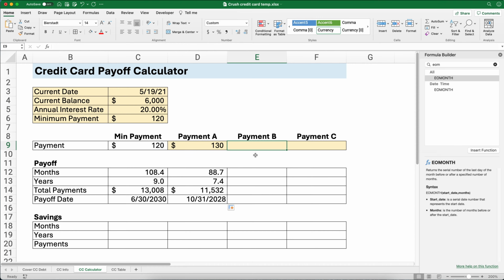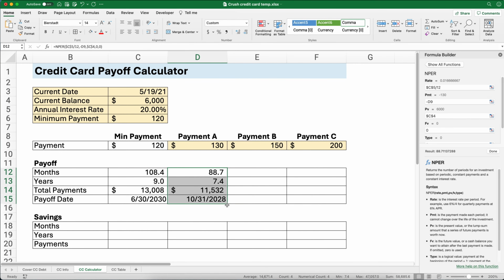So let's keep going. Let's say we have a $150 payment and then a $200 payment. So let's just use three different options. What if we start making $130 payments, or $150, or $200? So let's copy this across. I've done this correctly where I can copy it. Now at 150, it's going to be 66 months, or about 5.5 years. My total payments is going to be a little bit less than $10,000 instead of $13,000. That's fantastic. And then the payoff date becomes December of 2026.